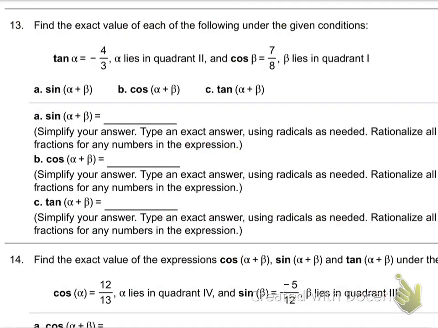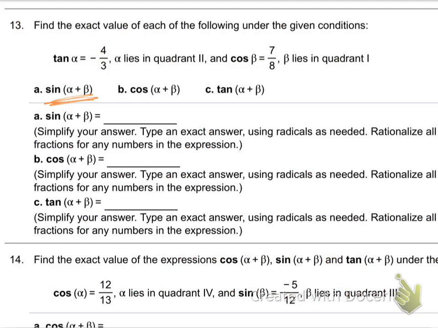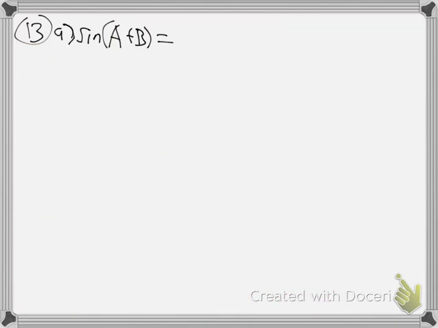So first off, they want sine of A plus B. I guess they're switching the order this time. They want sine of A plus B first. So 13 part A, sine of A plus B. So according to the formula, that is sine, cosine, then cosine, sine. You always keep the same order on the angles, A, B, A, B. And sine's our friend. Whatever he starts with, keep it the same.